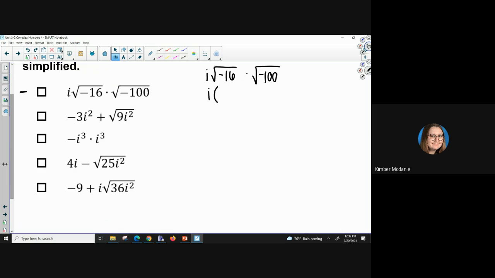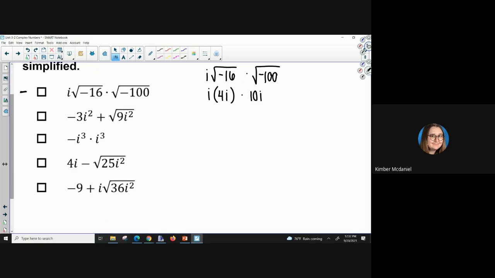So I'm going to replace the square root of negative 16 with 4i because again, anytime you're taking the square root of a negative number, pull the i out, take the square root of what's left over. Now you'll notice that I put it in parentheses because we have to worry about this i. Same logic. What's the square root of negative 100?